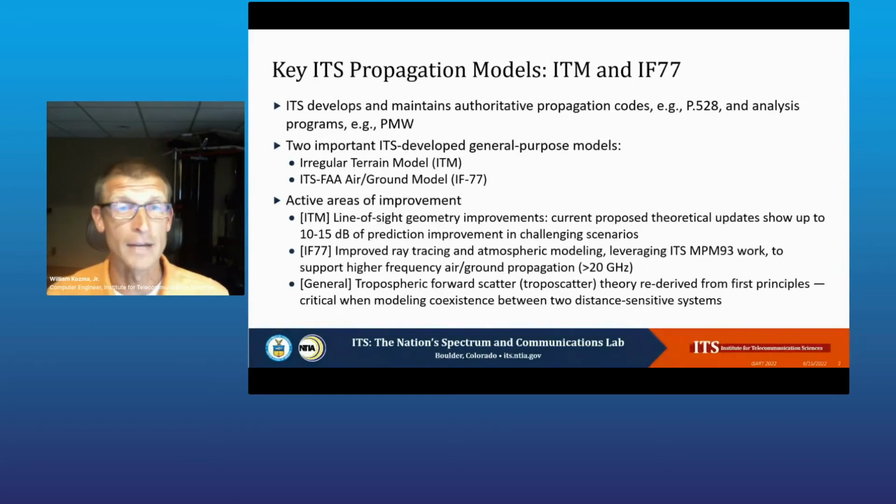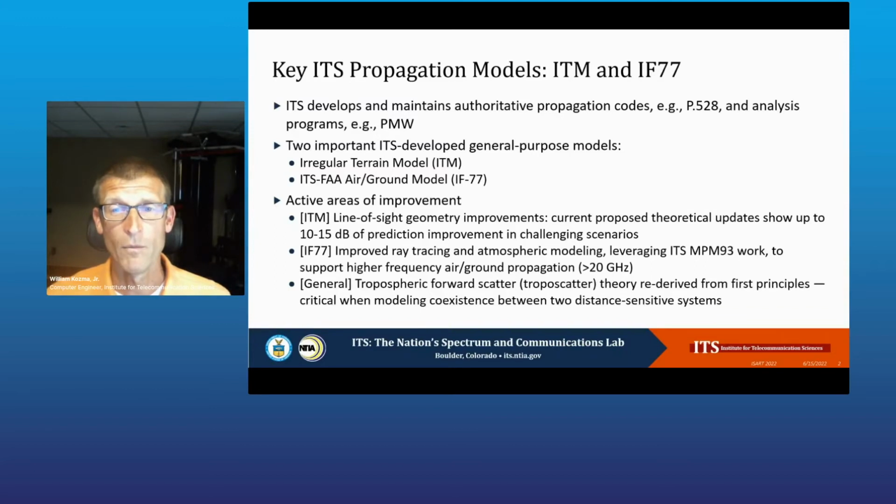to capture that line-by-line summation of water vapor and oxygen within the atmosphere, how it affects both bending and the absorption of those molecules. And so we're looking at both modernizing MPM 93 and pushing that into IF77 so we can extend the upper limit of both ITM and IF77 to cover millimeter waves and support these new scenarios that we're looking at.